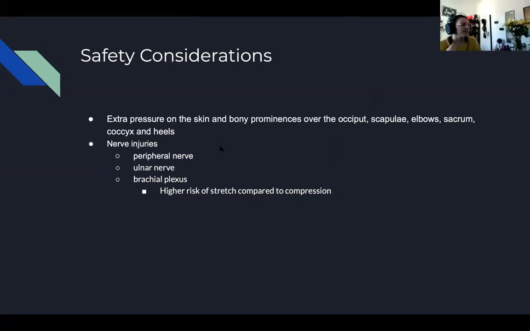Okay, so safety concerns. Because of this position, there's extra pressure on bony prominences. And because of that, we need to take care of nerve injuries. So that's what those supports go ahead and do. Those gel pads support those bony prominences to prevent peripheral nerve damage, ulnar, and brachial plexus nerve damage.